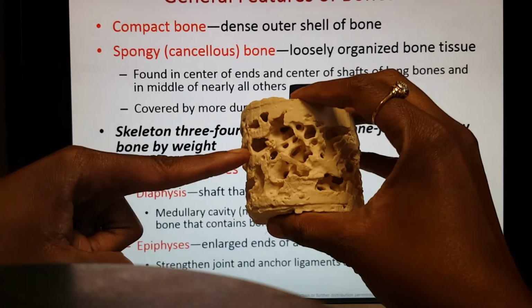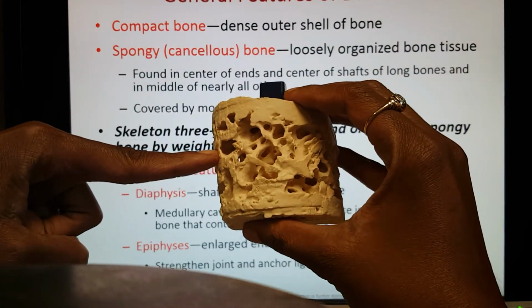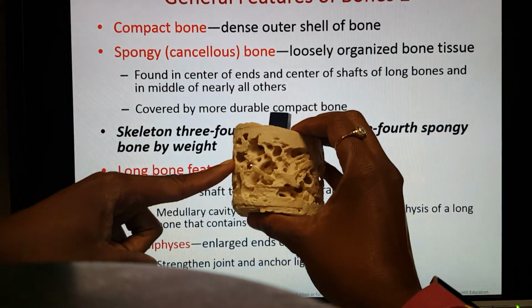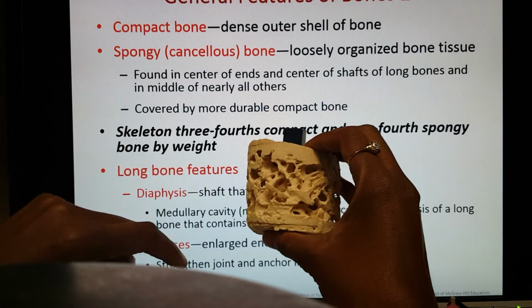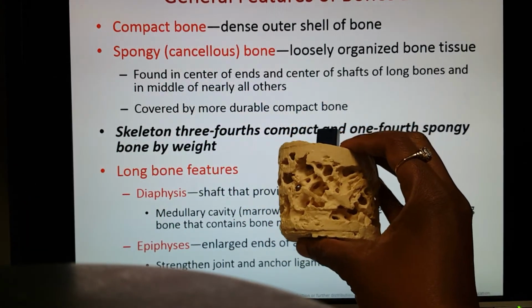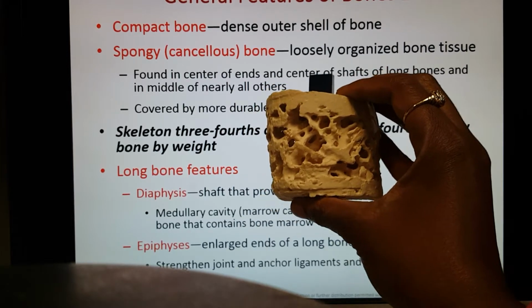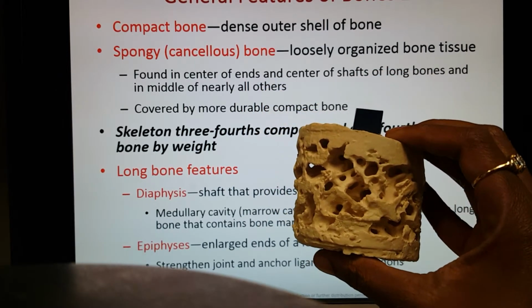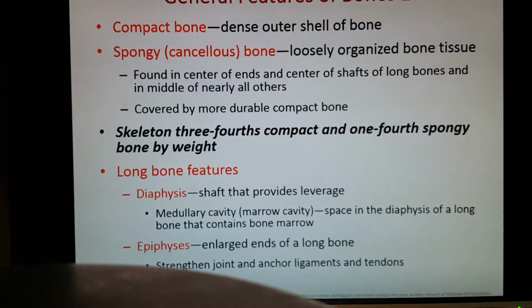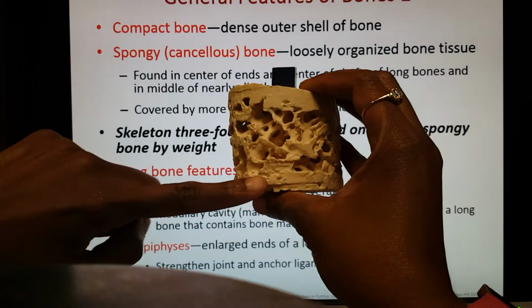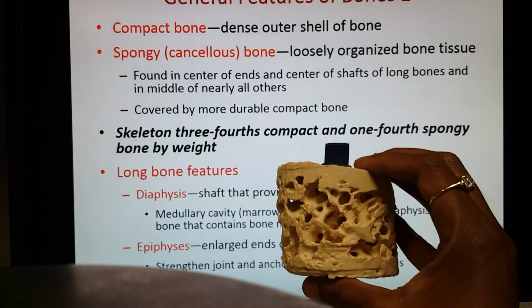And then in the middle is your spongy bone, also called cancellous bone. So it's more loosely organized, in random patterns. Of course, they're organized to follow the pressures that are put on the bone. So they're built so that the bone can withstand those pressures in that particular direction. And then, of course, covered by the compact bone.